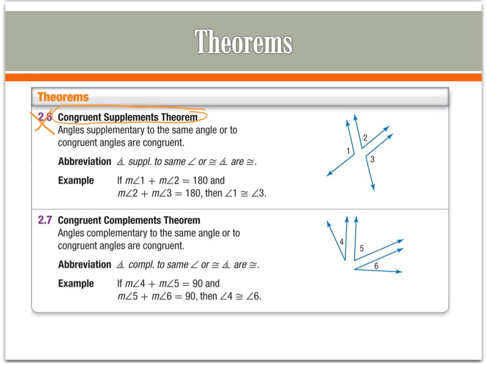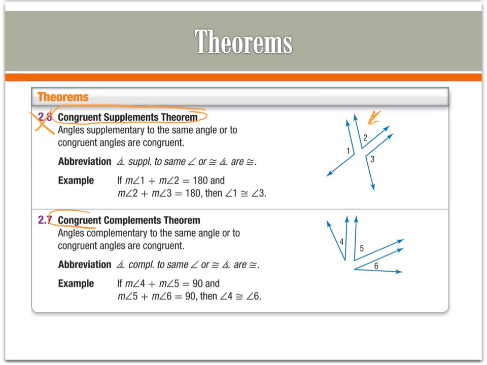So the congruent supplements theorem says that angles that are supplements to the same angle are congruent angles. So angle 1 and angle 2 are supplements. Angle 2 and angle 3 are supplements. So because 1 and 3 are both supplementary to the same angle, 2, we can then conclude that angle 1 and angle 3 are congruent, that their measurements are the same.